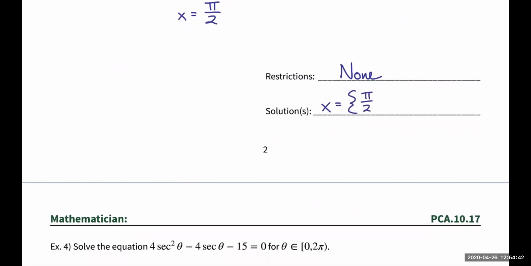So that means pi over 2 plus 2 pi k. That way we are accounting for all our coterminal angles. And we cannot forget to mention that k is indexed by all of the integers.